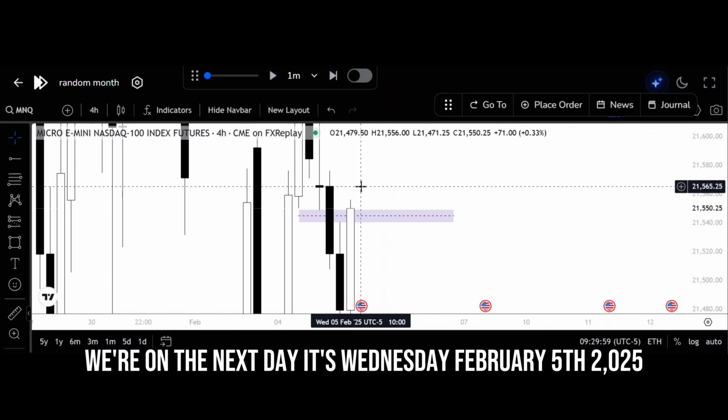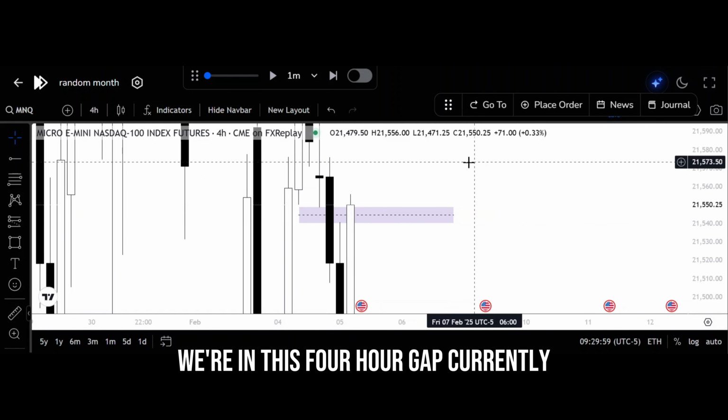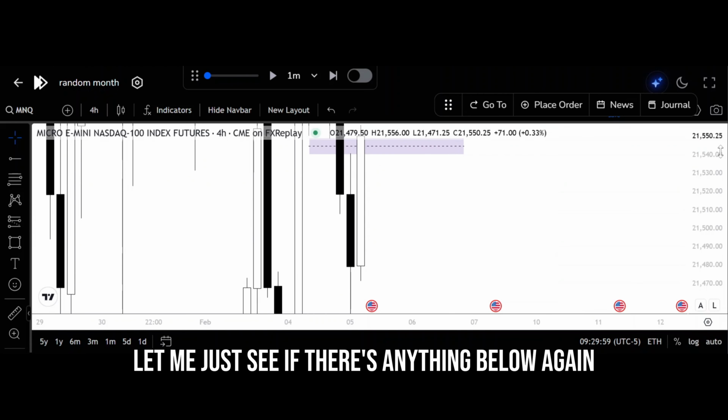Right, we're on the 4-hour one. The next day is Wednesday, the 5th of February, 2025. We're in this 4-hour gap. Currently, we're trading inside of it. Let me scroll down, let me just see if there's anything below.